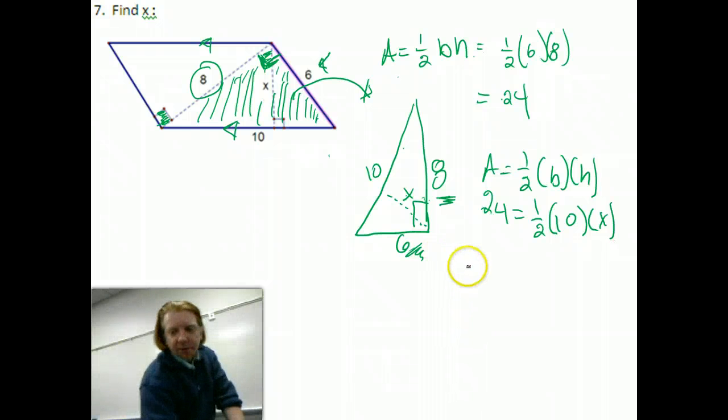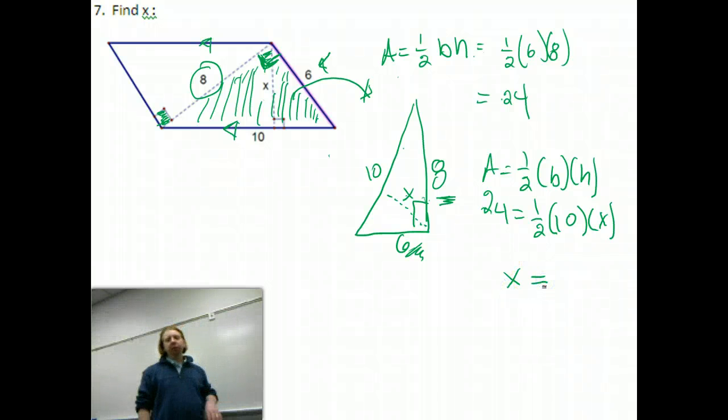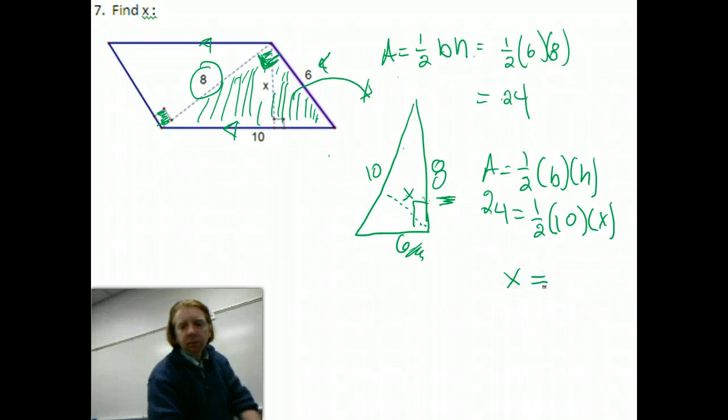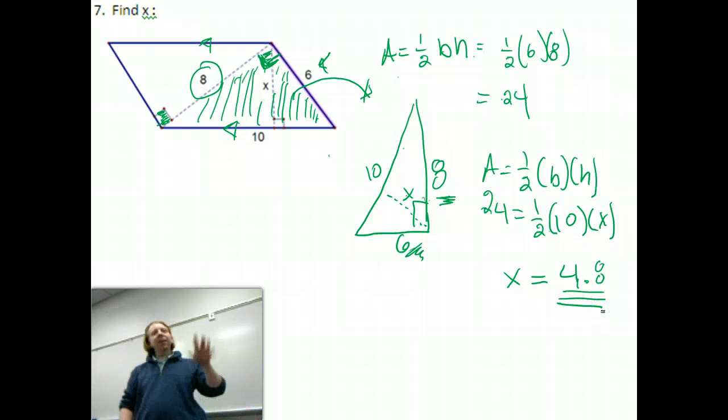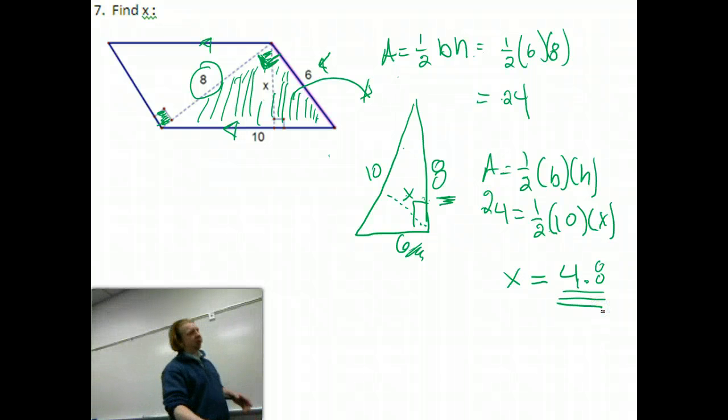Divide both sides by 5. Okay, multiply both sides by 2 and divide by 10. And that gives you 4.8.